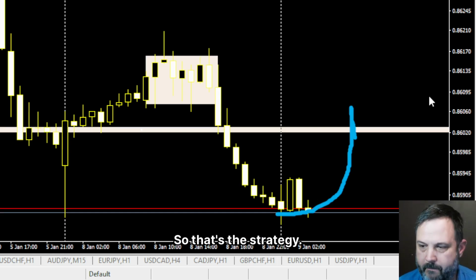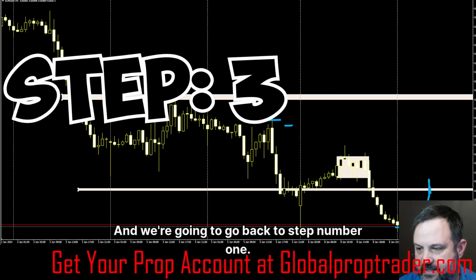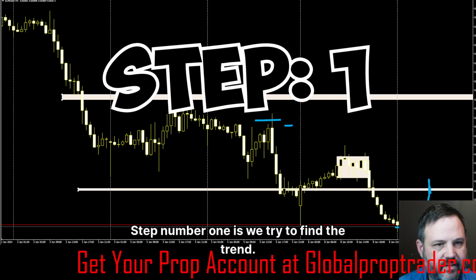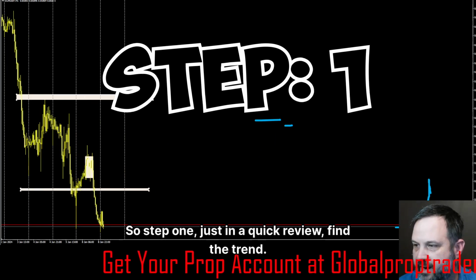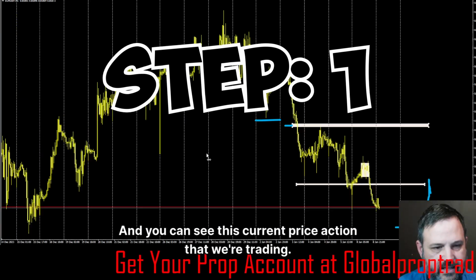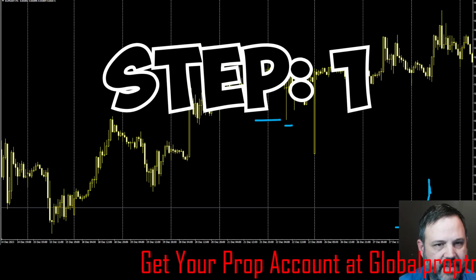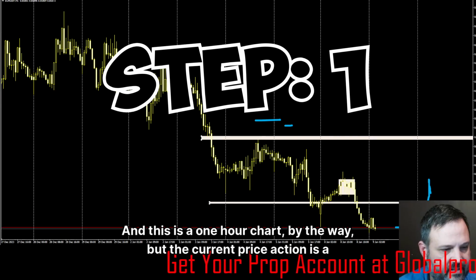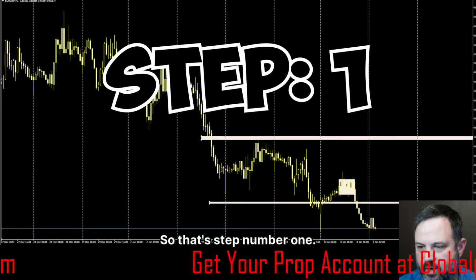So that's the strategy. Let's zoom back out here, and we're going to go back to step number one. Step number one is we try to find the trend, right? So step one, just in a quick review, find the trend, and you can see this current price action that we're trading. This is a 1 hour chart, by the way, but the current price action is a downtrend, right? Very clear.